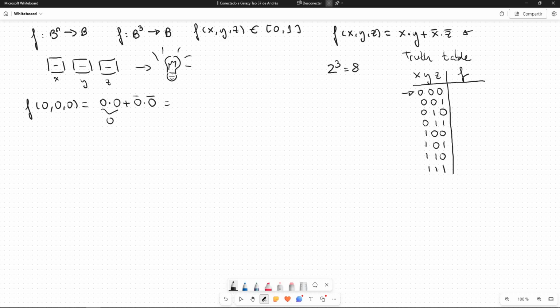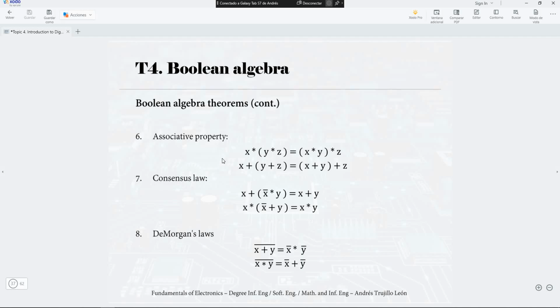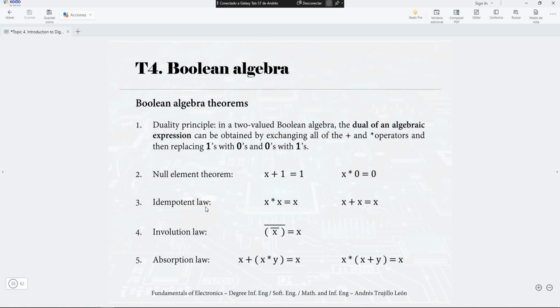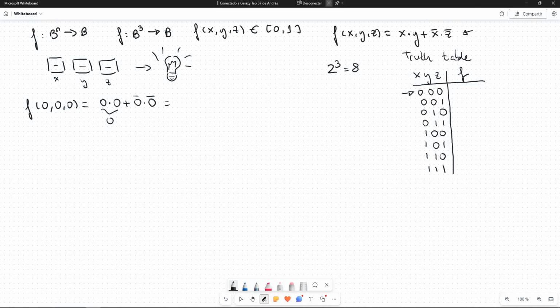Why? We can check. I'm doing it fast, but you can check the laws. The idempotent law: something multiplied by itself is just something. So using the idempotent law, we have that 0 multiplied by 0 is 0. This is 0 negated. 0 negated is 1. And using again the idempotent law, and this is the logic product. So this is 1. So for this combination, the output is going to be 1.